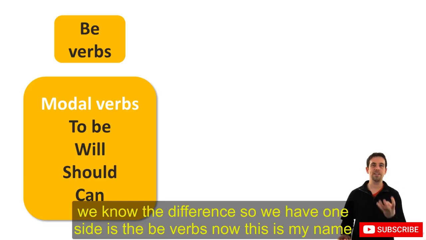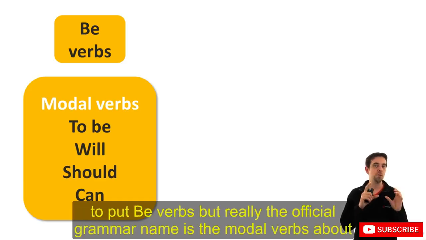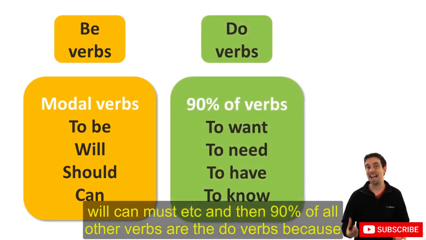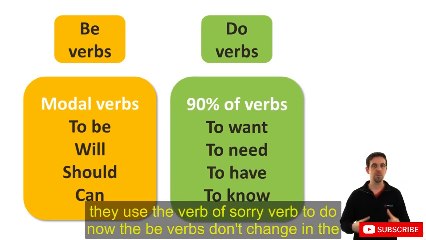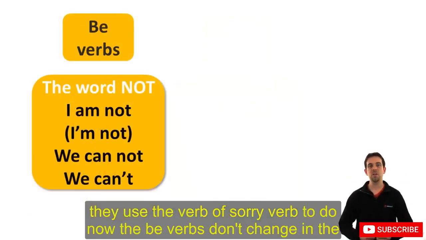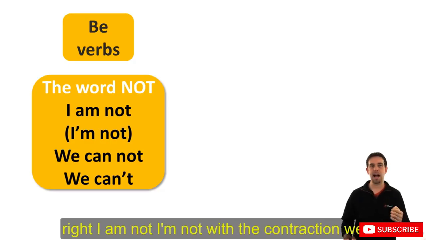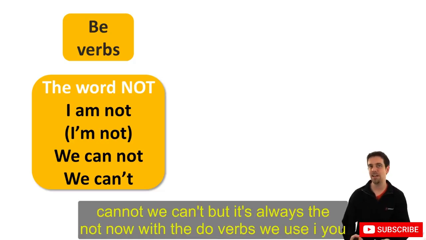So one side is the be verbs. Now, this is my name to put be verbs, but really the official grammar name is the modal verbs, about will, can, must, etc. And then 90% of all other verbs are the do verbs because they use the auxiliary verb do. Now, the be verbs don't change in the negative. They will always just use the word not, right? I am not, I'm not with the contraction. We cannot, we can't. But it's always the word not.